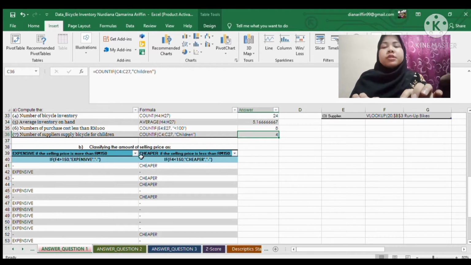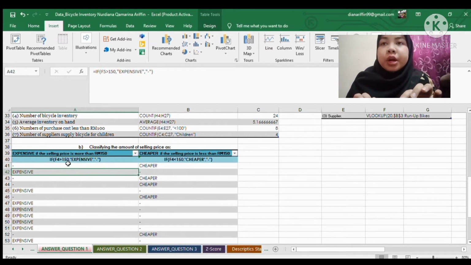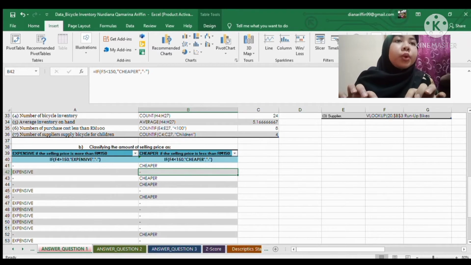Next is B, classifying the amount of selling price as expensive if the selling price is more than 150. So I use if, count if, and I put more than 150 to get expensive. Then cheaper if the selling price is less than 150. I use if, then I put less than 150 to get the cheaper.